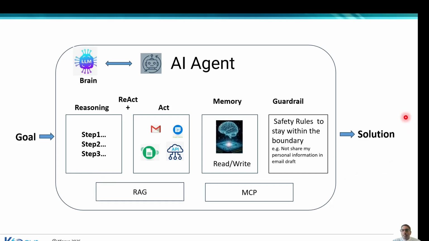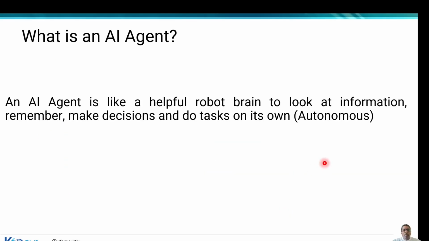And finally, it provides the desired outcome or solution by leveraging all these components. So by and large, this is the high level definition of an AI agent. An AI agent is like a helpful robot brain that looks at information and remembers, and it will also make decisions autonomously. So you don't need to explain every single step on what to do. Depending on the query and the response, it will make the decisions autonomously. That is the primary behavior of an AI agent.